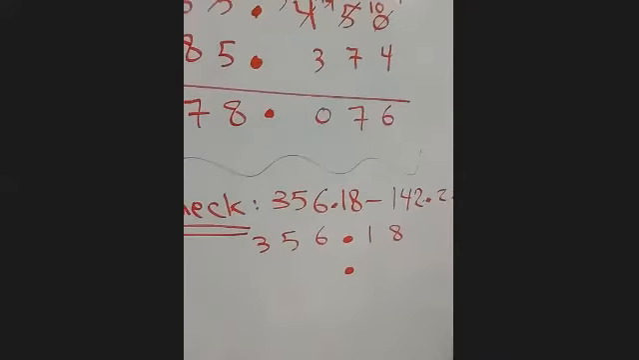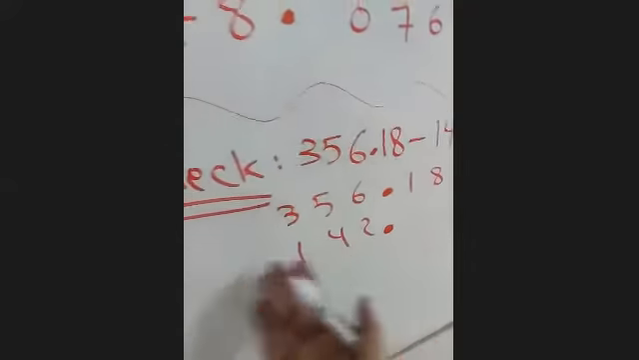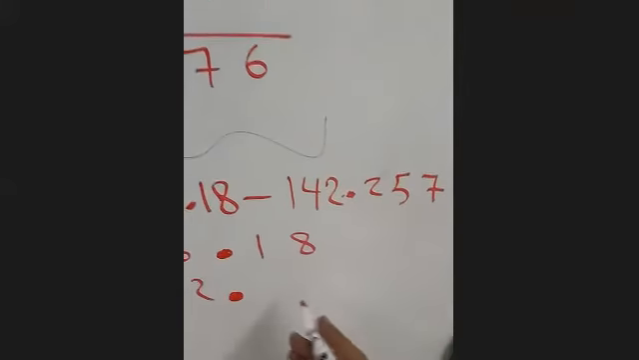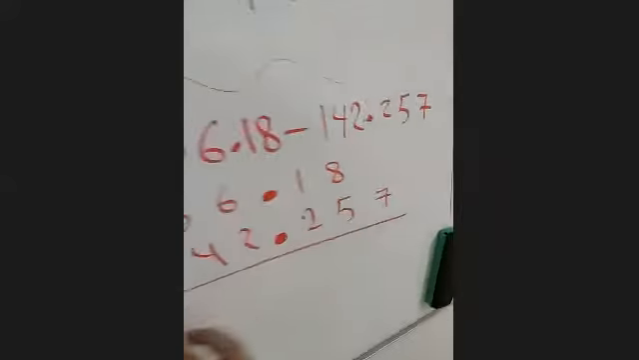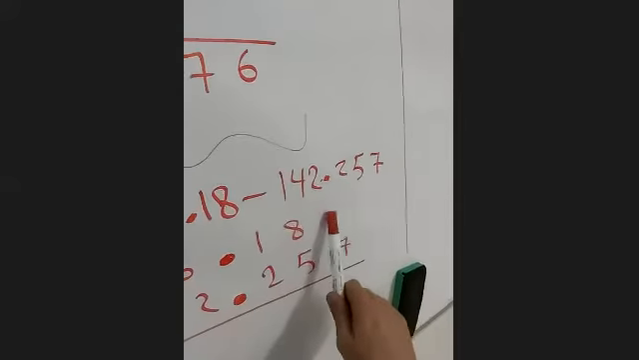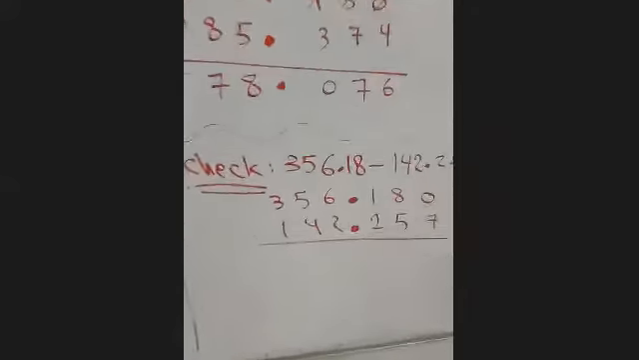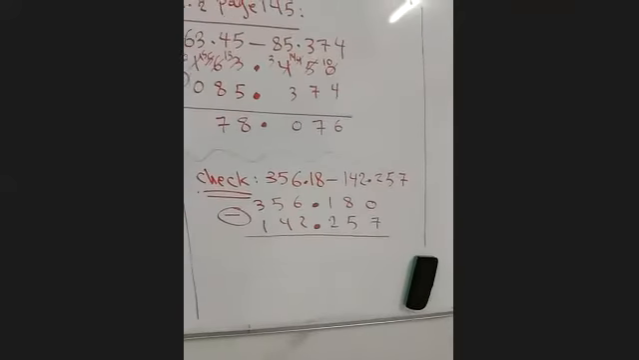So here we have 142. This is 142, three digits, normal. Here we have two digits, here we have three digits. So 2, 5, 7. So I have one empty space here. Fill it with zero. Then subtract normally. Now you are ready for subtraction.